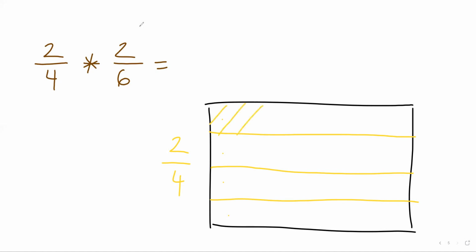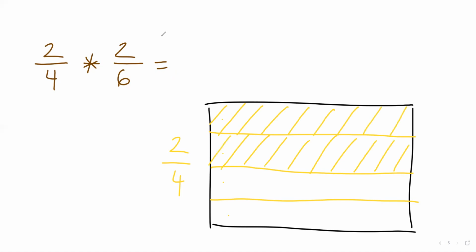So again, look at the way I'm shading, because I think a different shading technique is helpful for the modeling. I just don't want to color it in. I'm just going to do little lines like this. So there's 2 out of 4, right? See where I did that?